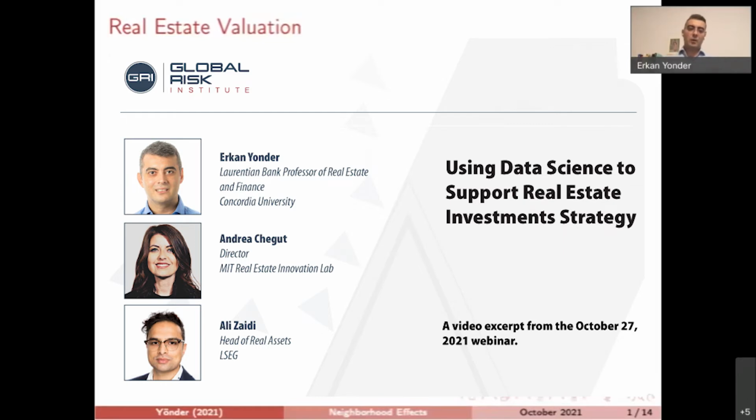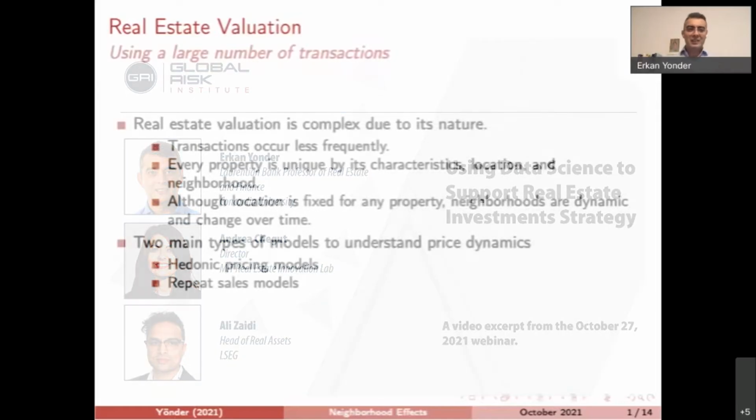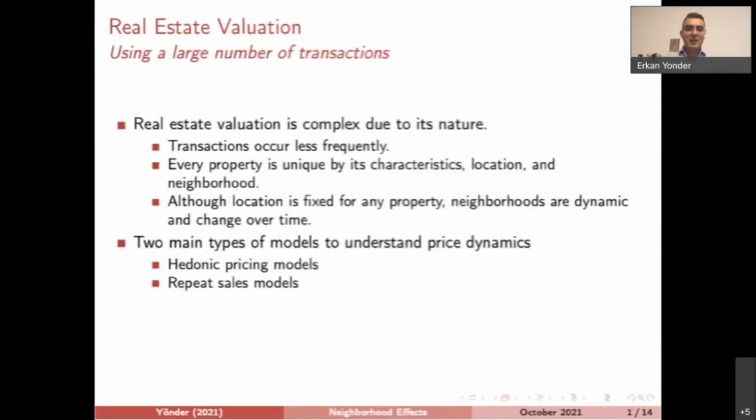I want to start with the complexity of real estate valuation. Real estate valuation is complex due to its nature. Transactions occur less frequently. We can talk about years or maybe decades sometimes. And every property is unique by its own characteristics, location, and neighborhood. This is very different from equity valuation, where we see the prices very frequently, and we have so many observable characteristics of the companies. But here, every property is unique by itself.